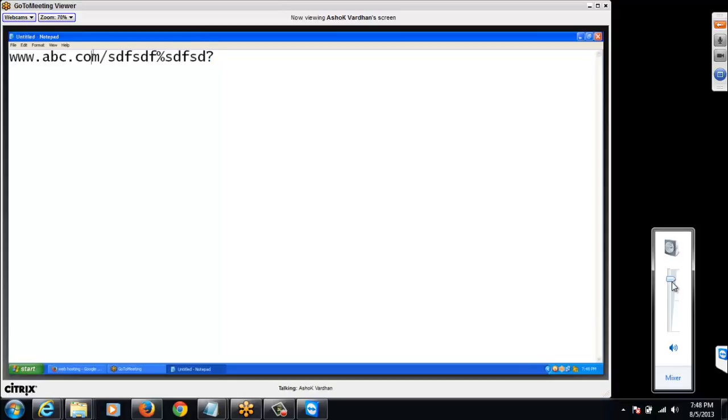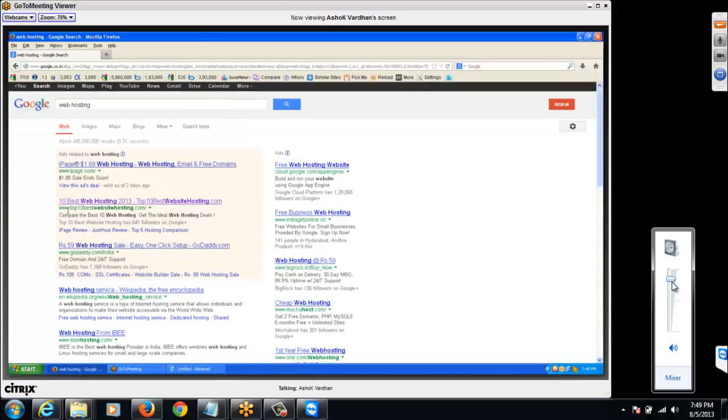But from an SEO point of view, URL structure is very important. If you are not creating a proper URL structure, you lose 10% of on-page optimization. So URL structure is very important. Next one, title. Already I told you.